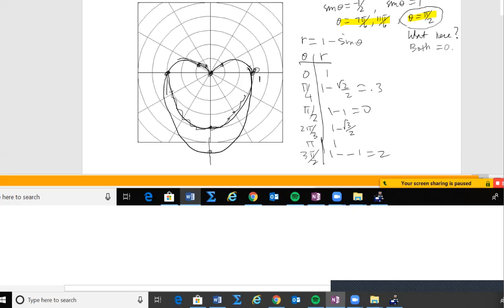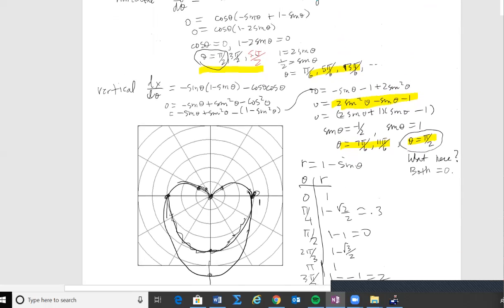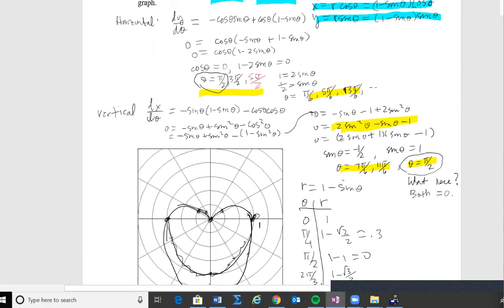And then eventually it starts to shrink back down. If you put some more points on here, like say 5 pi over 4, you get 1 plus root 2 over 2, which is about 1.7 something, right? So it starts to shrink back down, and eventually you get back to that 1. At 2 pi, we have again 1 minus 0, which is the 1. Now, that's just brute force graphing, okay? Without memorizing anything, just brute force graphing.